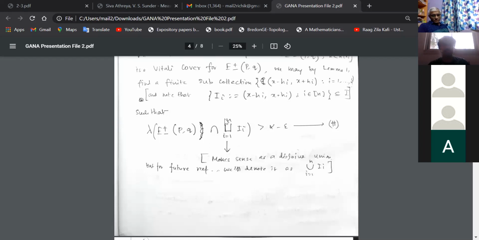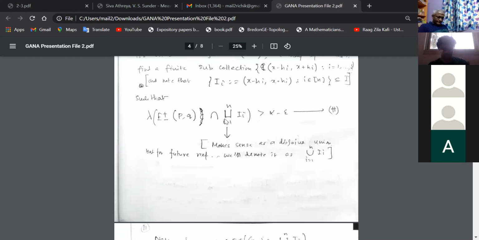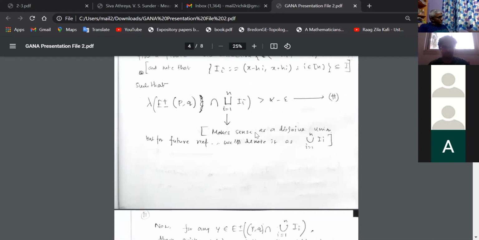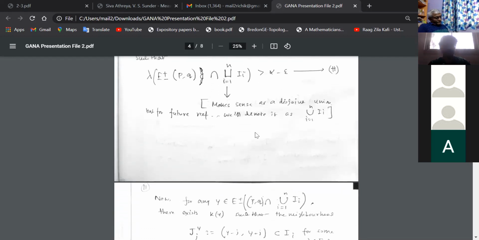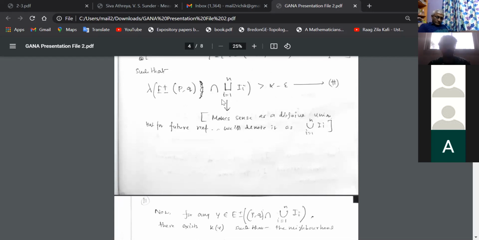Now as it is a Vitali cover for E plus minus PQ, we may by lemma 1 find a subcollection of neighborhoods (x_i minus h_i, x_i plus h_i), the h_i radius neighborhood around x_i, for i from 1 to N. Note that capital I sub i, which are these small neighborhoods, are contained in the Vitali cover, such that lambda of E plus minus PQ intersection the disjoint union of I_i, i equals 1 to N, is greater than alpha minus epsilon. Let us call this double dagger. This makes sense as a disjoint union, but for future reference, we will denote it just as the union.